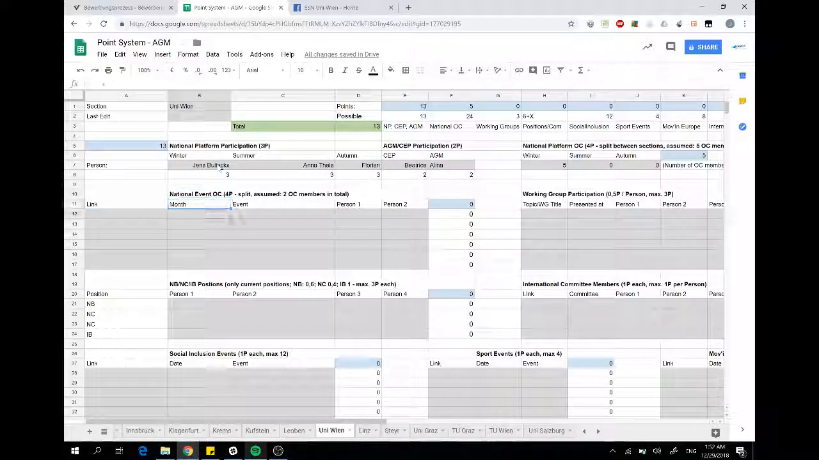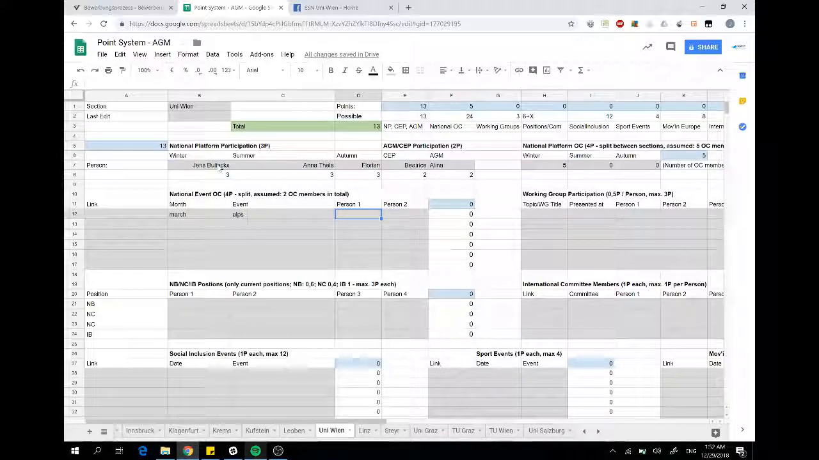You've got National Event OC. Now, this is about ski events, actually, because that's the only national event we have right now. Well, we didn't have one last semester, so that also takes away some points. So in this case, for example, the last one was in March, as far as I remember. I could be wrong with the month. Alps something, summer edition, spring edition, something. And if you had someone in the OC, there were only 2 OC members, plus someone from the national board normally, then you put them here.